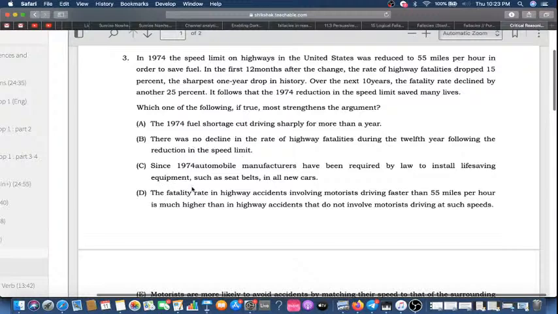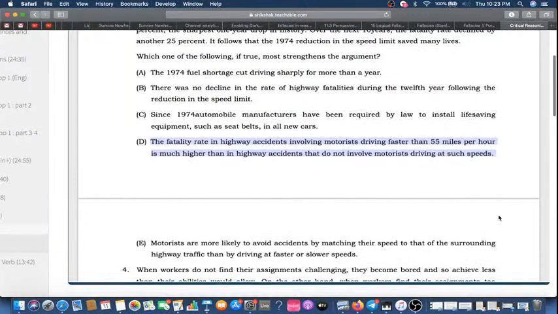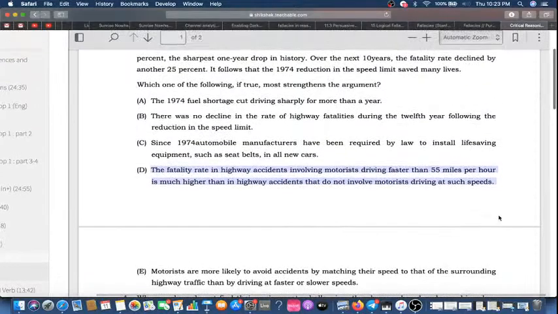Any other answers? Otherwise everybody has got it right. D is the correct answer. The fatality rate in highway accidents involving motorists driving faster than 55 miles per hour is much higher than highway accidents that do not involve motorists driving at such speed. If you take this to be true, then it becomes true that because of the reduction to 55, the fatalities have drastically dropped.